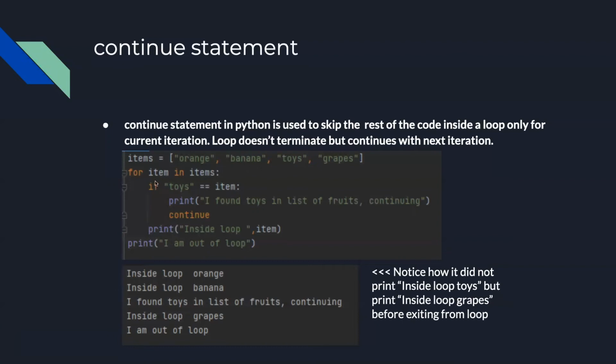And then our next iteration, now item is equal to grapes. If toys is equal to item, it's not, because toys is not equal to grapes. So that evaluates to false. We print this statement here, "inside loop grapes," and then we exit the loop because we've reached the end of our list and we've iterated over each item in that list. So then we're out of the loop here.